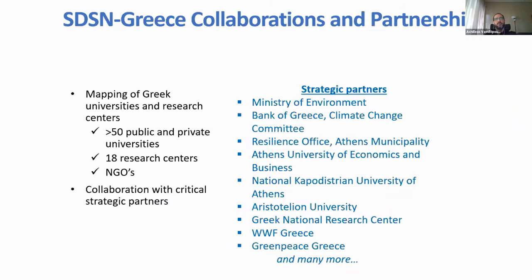So far, SDSN Greece has more than 50 public and private universities as partners. NGOs, we have strategic partners like the Ministry of Environment, WWF Greece, the Greek National Research Center, and we have collaboration with critical strategic partners.